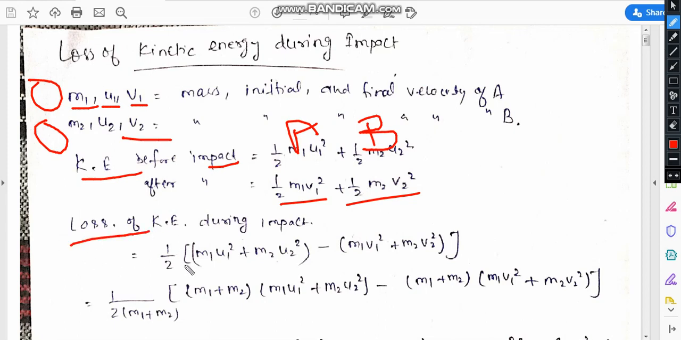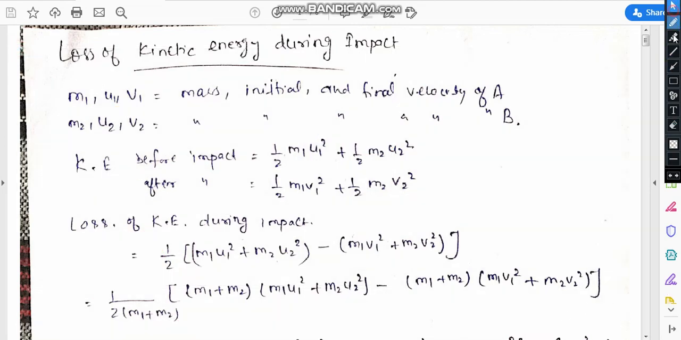Kinetic energy loss is determined easily by subtracting the kinetic energy after impact from the kinetic energy before impact, and half is common in both expressions. So we have found this. By multiplying the term m1 plus m2 in the numerator as well as the denominator, the final expression becomes this.